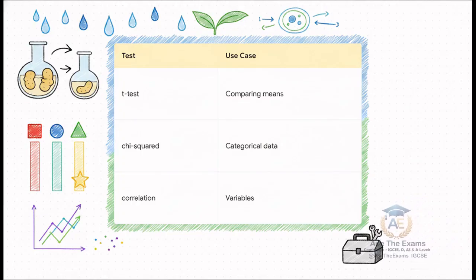Rely on chi-squared for categorical data and apply correlation tests when you're looking for relationships between variables. Knowing which tool to pull from your toolkit is honestly half the battle.